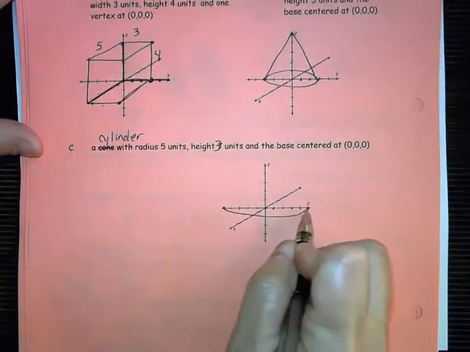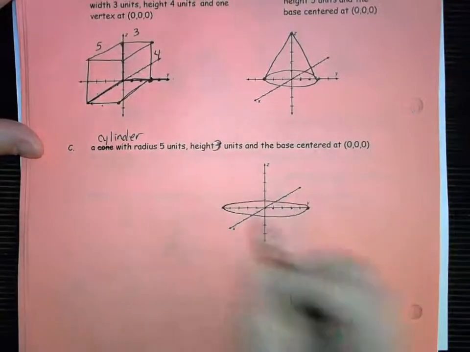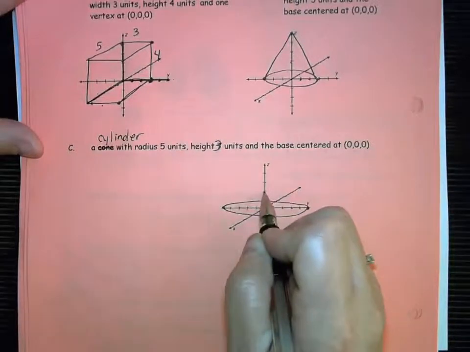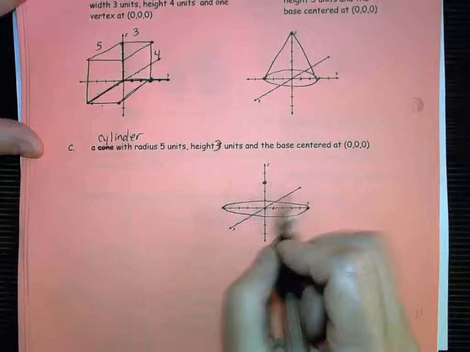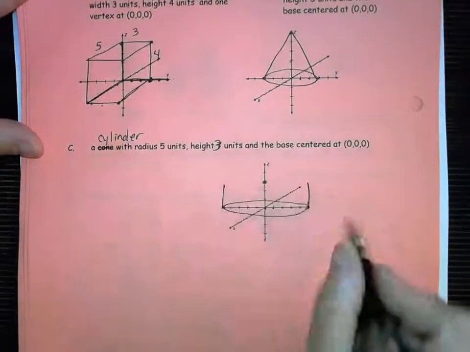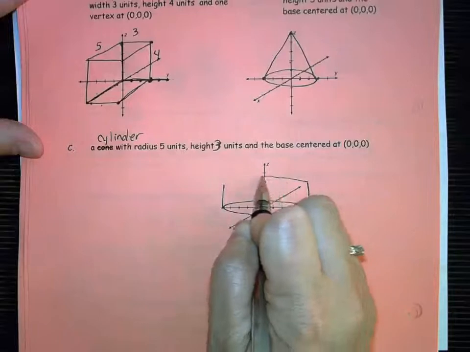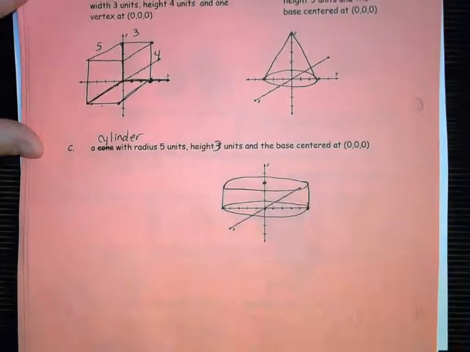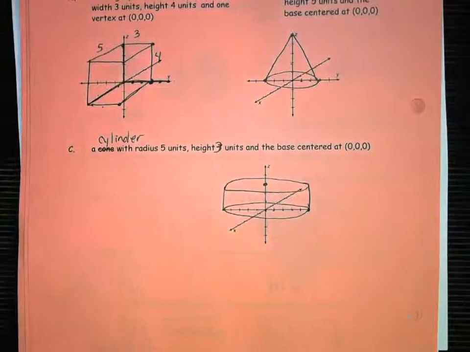So this is our base. The height is 3. 1, 2, 3. And we can draw the sides here. And then we draw the top base. And it looks something like that.